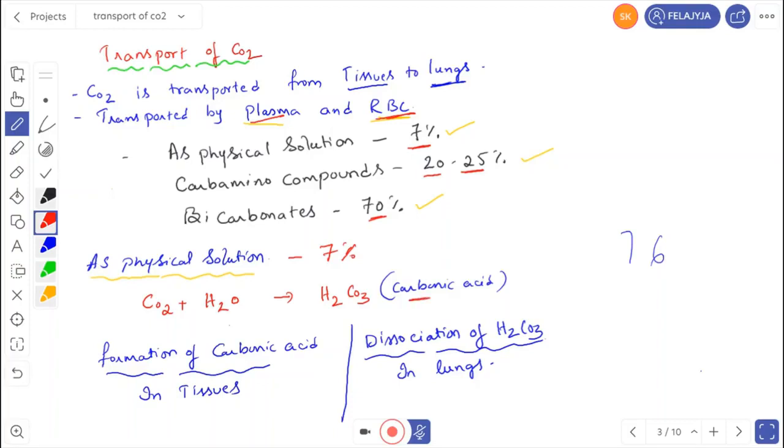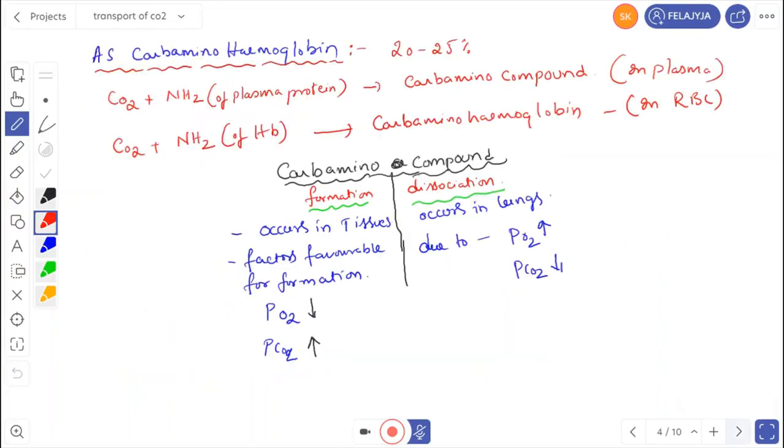So formation of carbonic acid occurs in tissues and dissociation of carbonic acid occurs at lungs. In lungs, the carbonic acid dissociates into carbon dioxide and water, and the carbon dioxide is sent out from the lungs towards the exterior. As carbamino hemoglobin, 20 to 25% of carbon dioxide is transported.